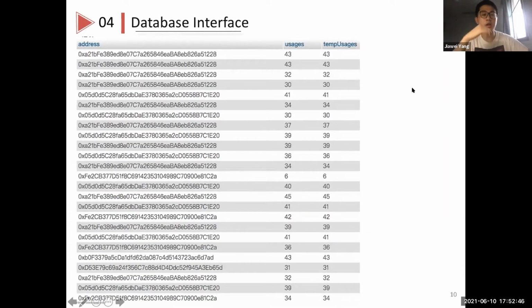This is another database that records the usage of each prosumer within the microgrid. As you can see, there are 5 different prosumers in our microgrid. One is 0xA21..., one is 0x05.... These are all addresses of our prosumers within the microgrid.